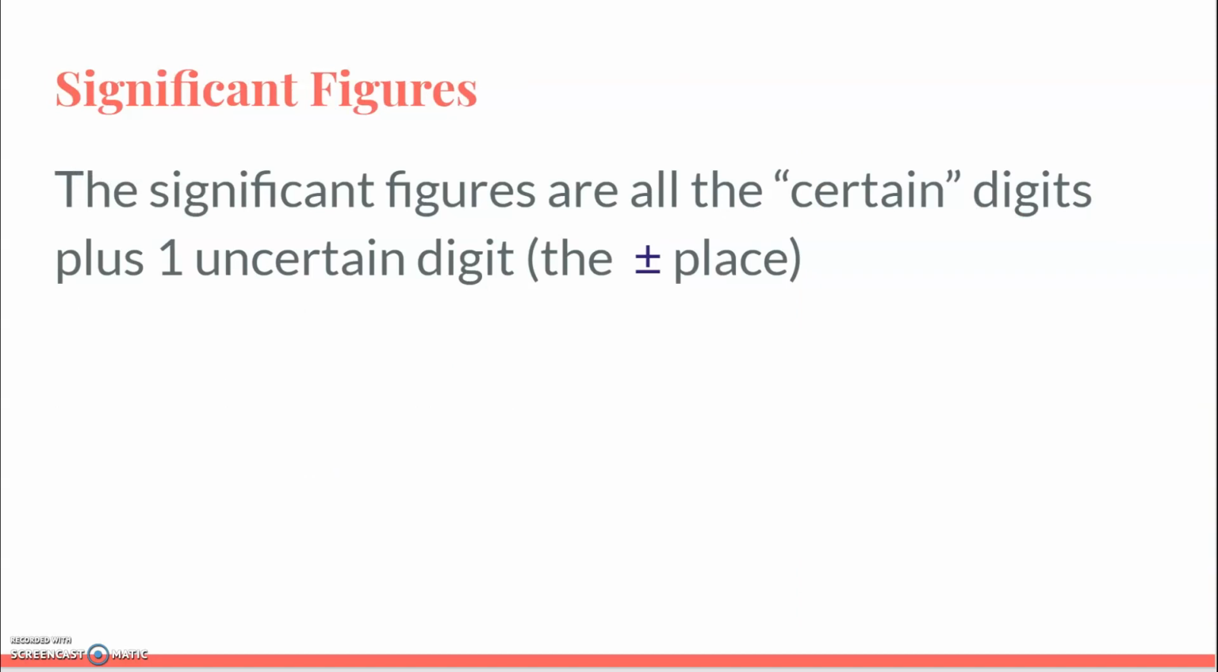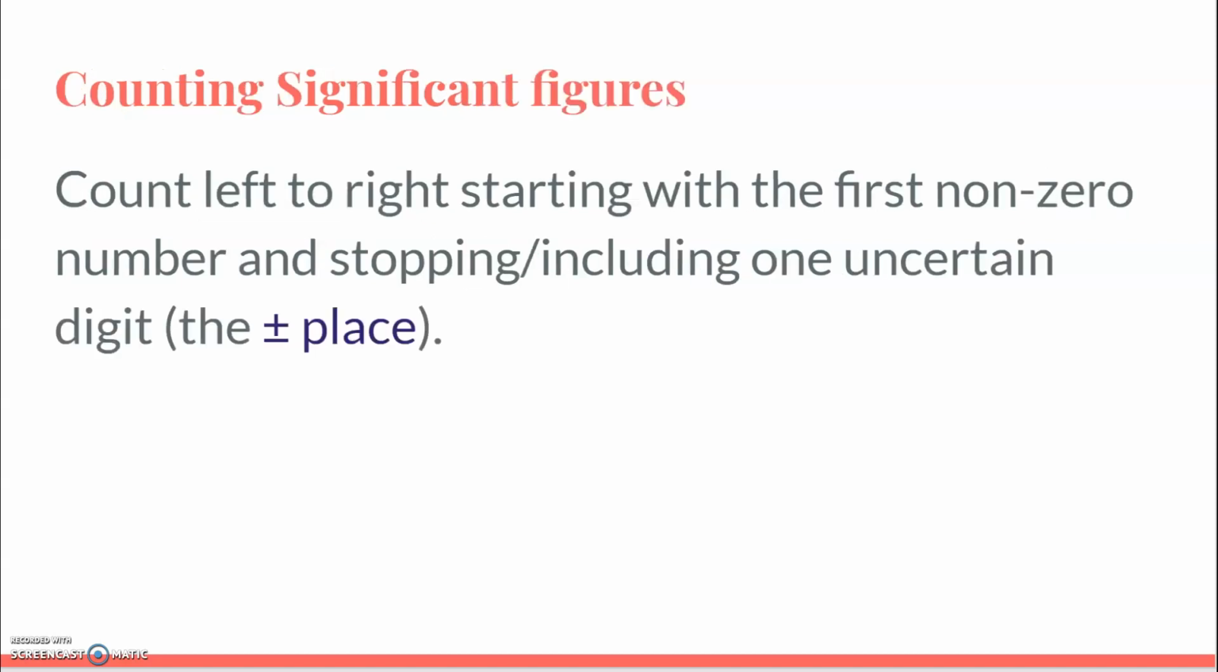So what are significant figures? Significant figures are all the certain digits plus one uncertain digit. We always read it to the plus or minus place. Now we're going to count significant figures. How do I count them? We'll talk later about why we want to count them, but first let's learn how to count significant figures.